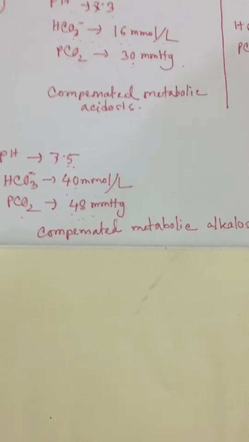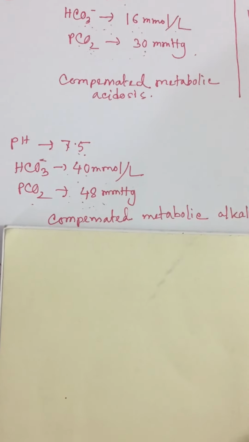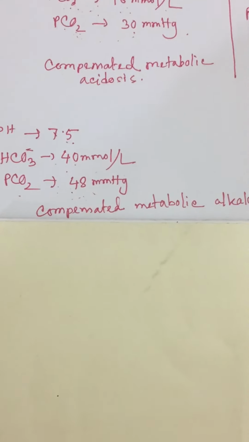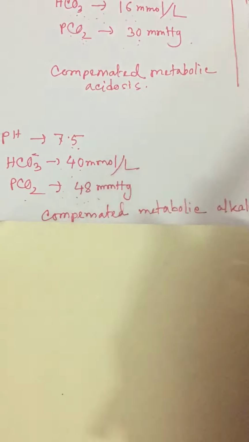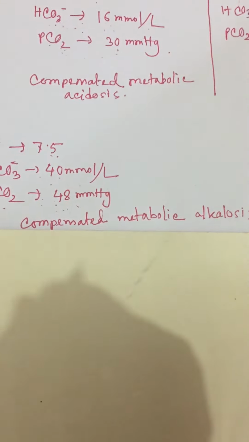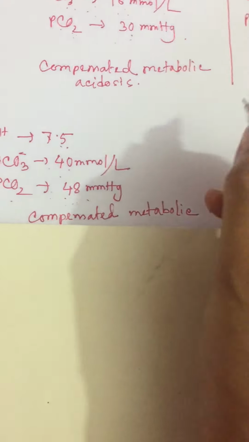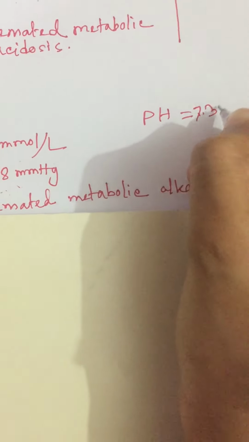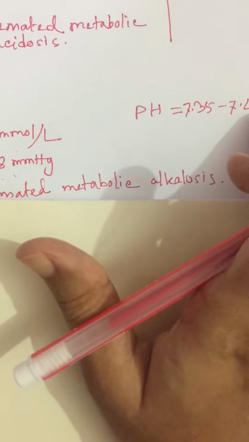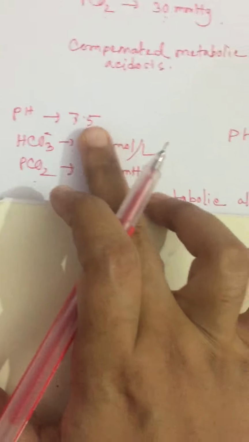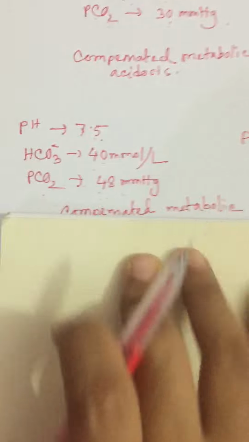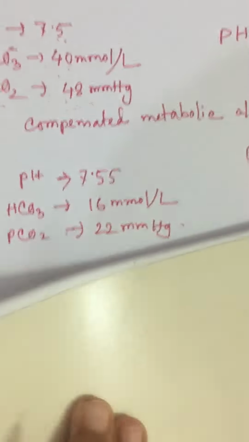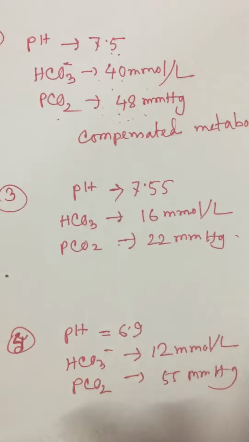Now when will we say it is fully compensated or partially compensated? If pH value is between 7.35 to 7.45, we will call it fully compensated. If less than this or more than this, we will call it partially compensated. So here it is partially compensated actually. Now come to the next examples.